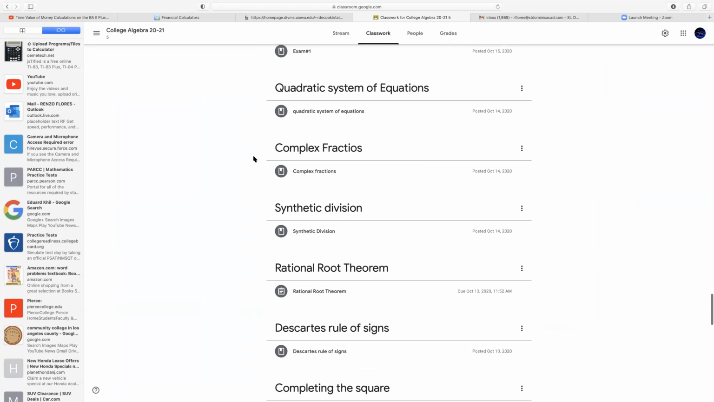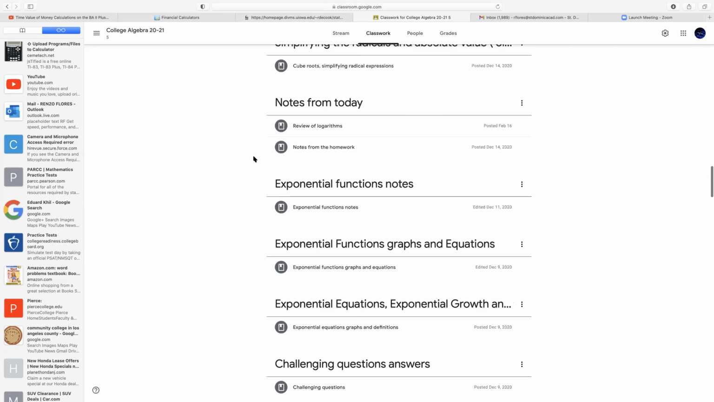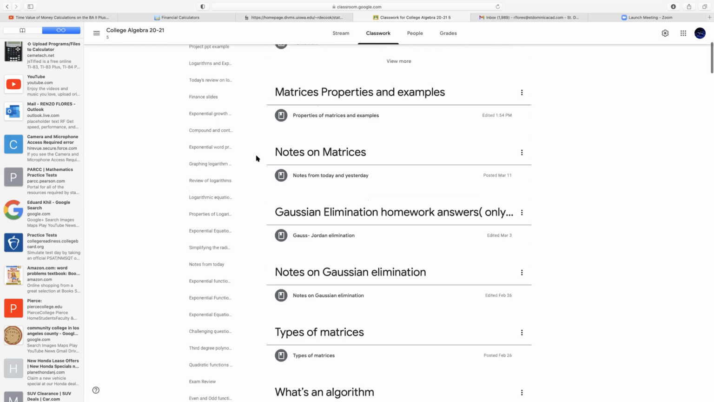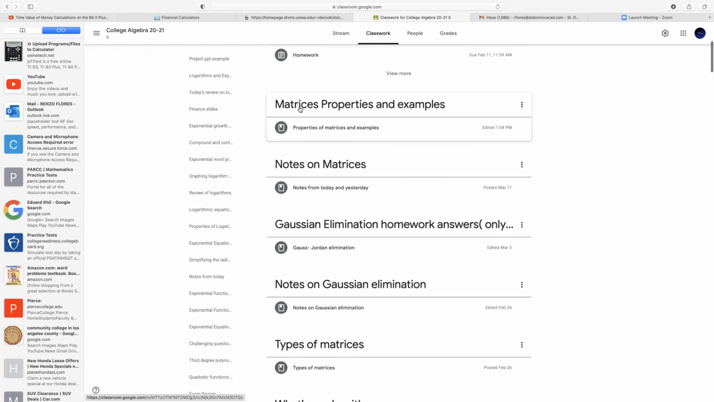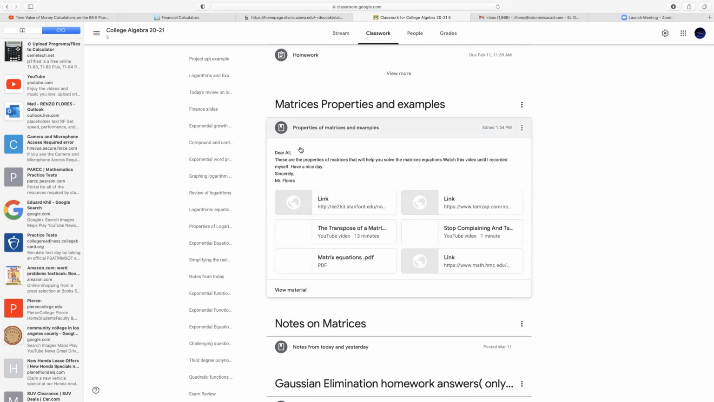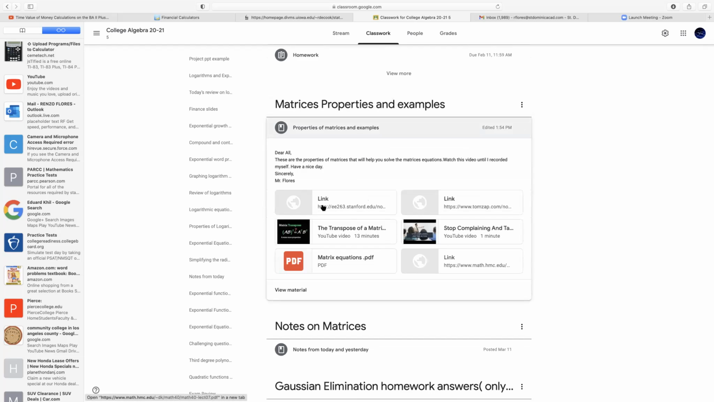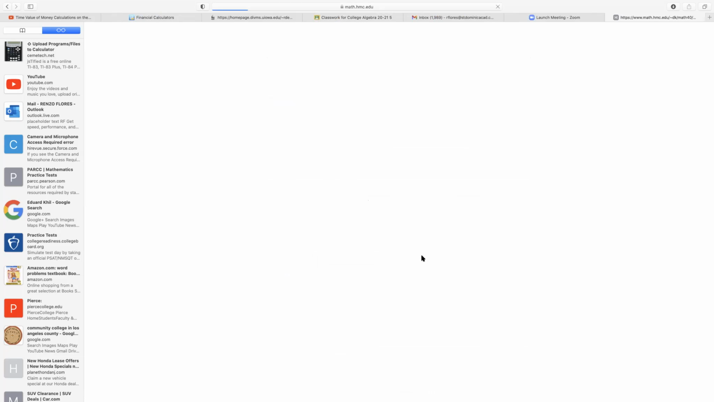So I put here this topic. It says matrix properties and examples. So you should click on here, and if you click on these links, let's start with this one because this is the latest one that I posted.